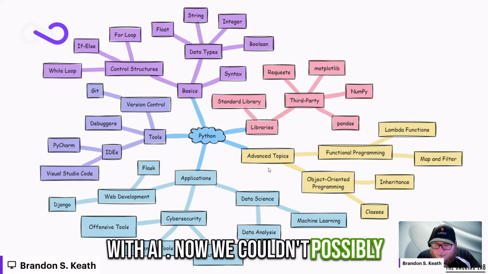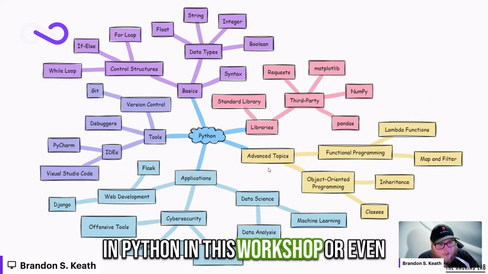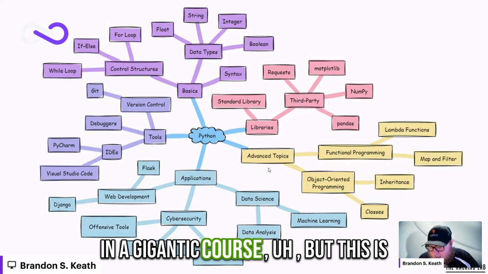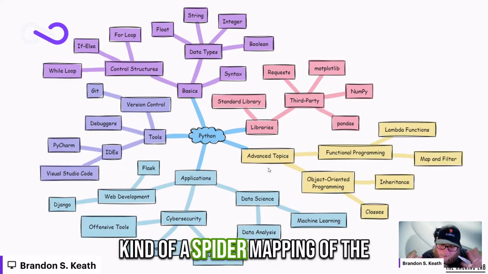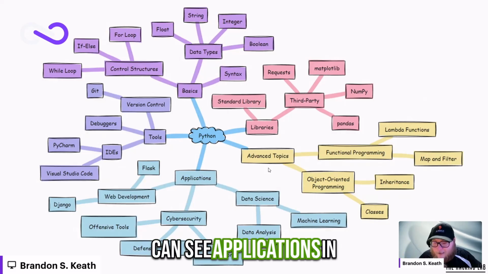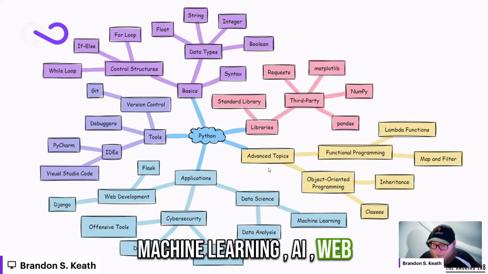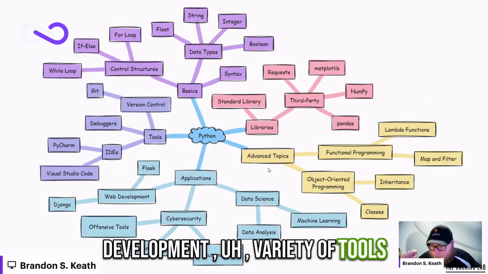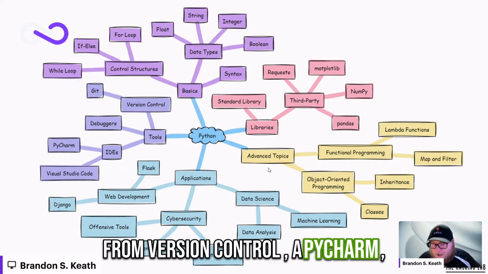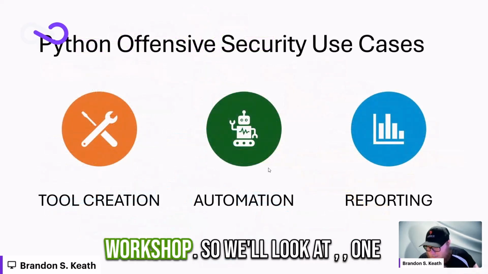Now, we couldn't possibly cover everything in Python in this workshop or even in a gigantic course, but this is kind of a spider mapping of the different areas of Python. So we can see applications in cybersecurity, data science, machine learning, AI, web development, and a variety of tools from version control, PyCharm, to Visual Studio Code, which we'll be using the majority of in this workshop.